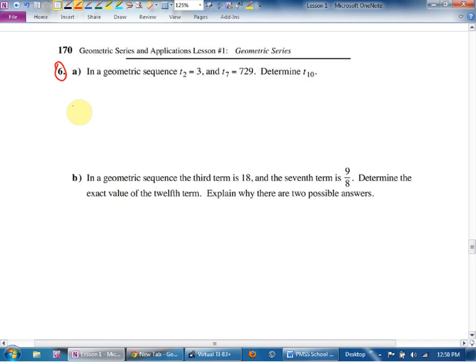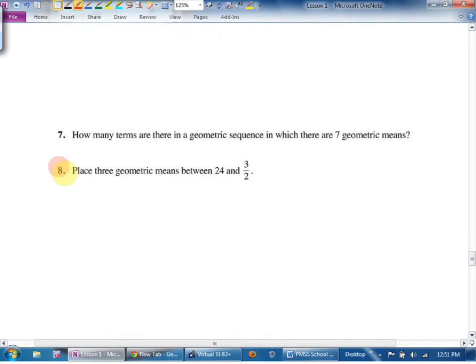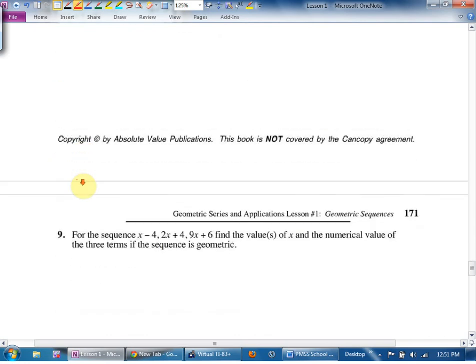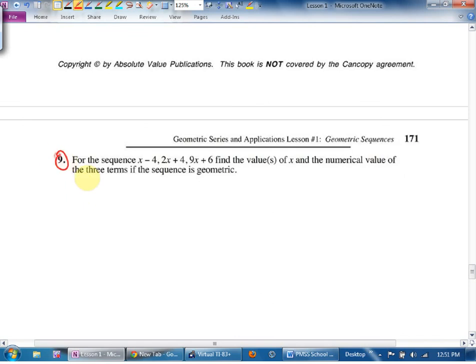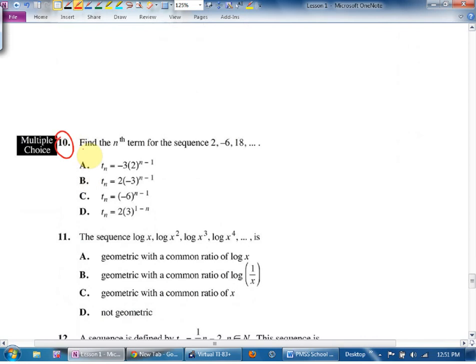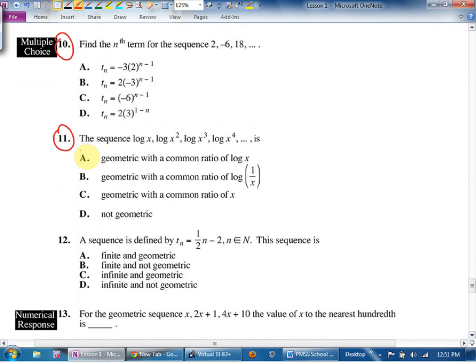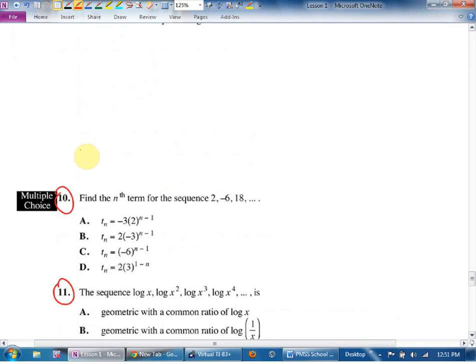Eight. Nine. Ten. And eleven. Everybody do this. That's how many more lessons, because 4 take away 1 is 3. We are in the home stretch.